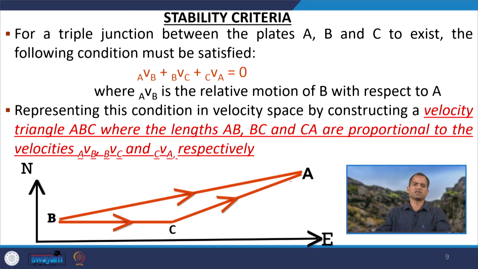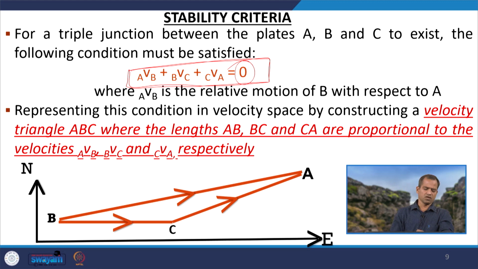So, now the stability criteria, how to distinguish whether these three plates, the junction between three plates or the triple junction, is stable or not stable. So, the basic requirement is that the relative velocity of the three plates should be 0. So, that means these plates are not moving with respect to each other. So, this point is not moving actually, the plates are moving, the points are not moving.